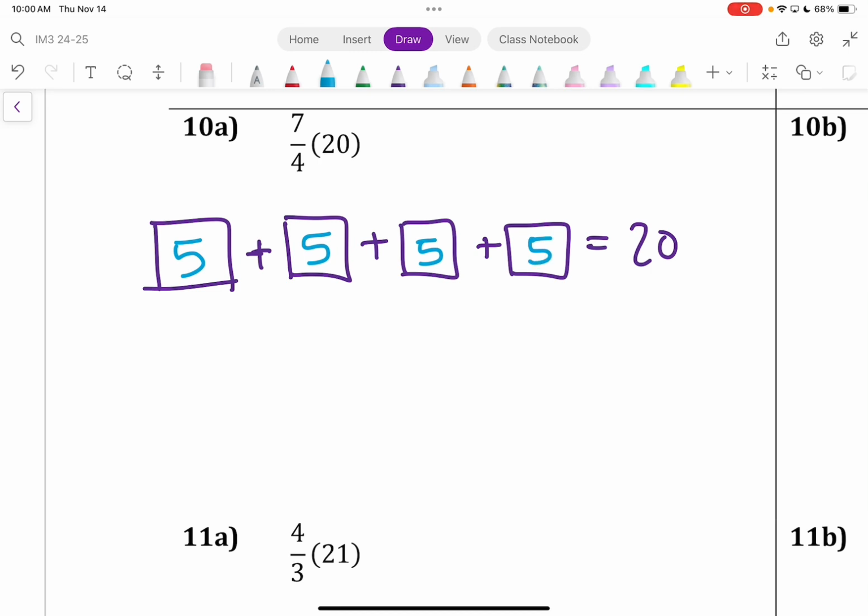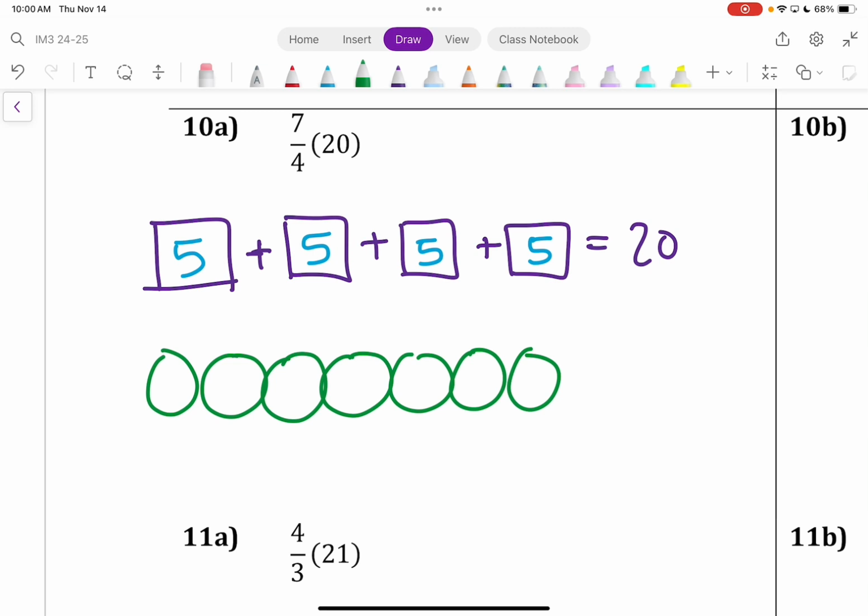And how many groups do I need? 7. So I need more than 4. So I'm actually going to have more than that. I'll do circles now, because that's probably easier. 1, 2, 3, 4, 5, 6, 7. And each one of these is 5. So you get 35 total. That's your solution. Yep. Are we okay with that?